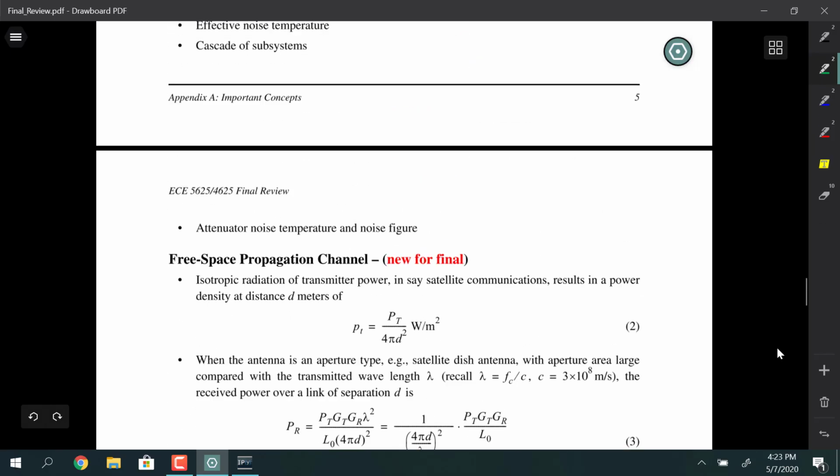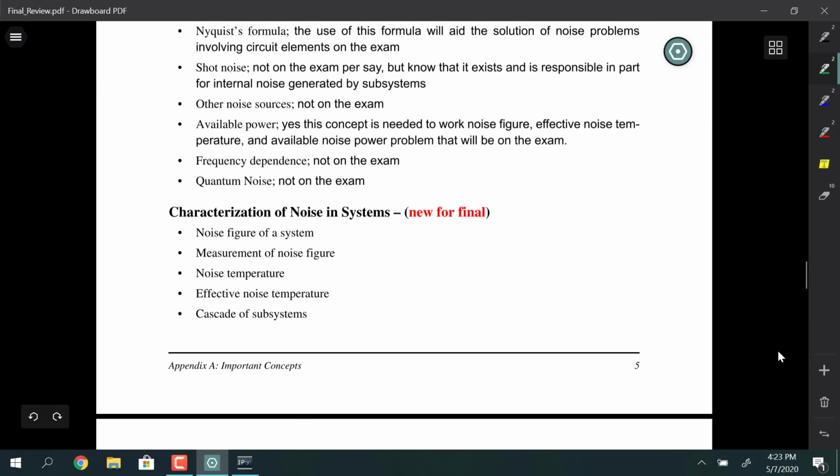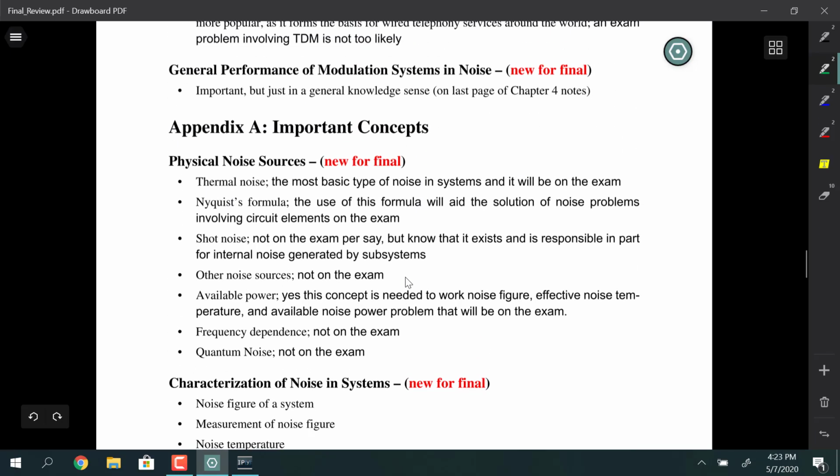I put this together, so this is kind of like a miniature cheat sheet for working these problems that we've just been looking at. Another new material is characterization of noise in systems. That was the noise figure calculation and noise temperature that we just came through, and those fundamental concepts. So that will be on the final. Physical noise sources, really not much to write on. You saw an example of one of those types of problems on one of the old exam 2s. That's just KTB noise and Nyquist formula and Nyquist theorem. So I'm listing, really the only thing is thermal noise.